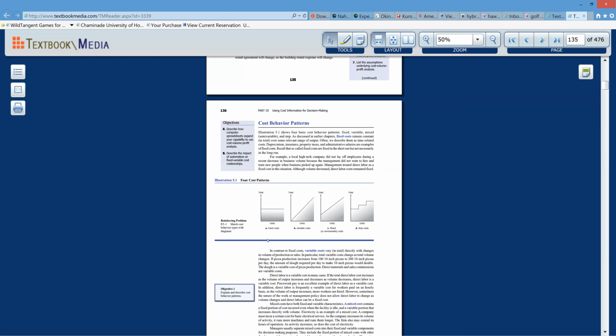That's a fixed cost. A variable cost, on the other hand, is a cost that varies directly proportionate to changes in units. So if you double the number of units, you're doubling the cost of something. So that can be illustrated here with a 45-degree angle line starting from the 0, 0 axis, going straight up at a 45-degree angle. So again, the more the units, the higher the cost.